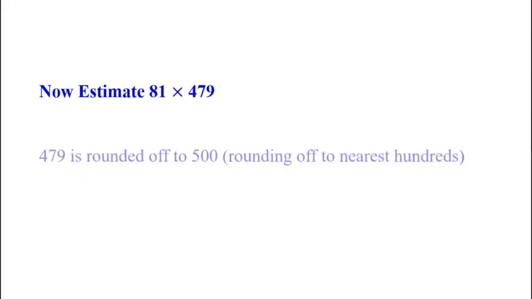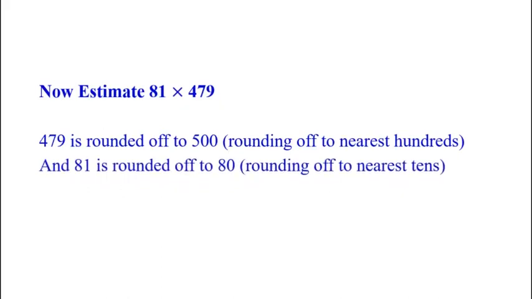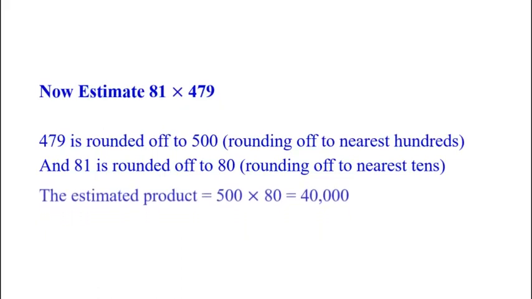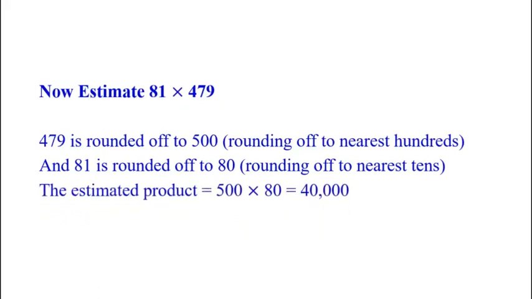Now estimate 81 into 479. So 479 is rounded off to 500, that means rounding off to the nearest 100. And 81 is rounded off to 80, that means rounding off to the nearest tens. The estimated product is 500 into 80, that is equal to 40,000.